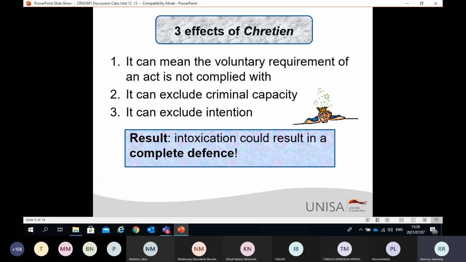Now, let me stress something. We are not only talking about intoxication caused by drink, we are also talking about drug-induced intoxication. So when we talk about the principles of intoxication, they apply equally in the case where X maybe has inhaled drugs or has taken drugs of some sort, and they cause him or her to be intoxicated and to be in a certain state when they perform an unlawful act.